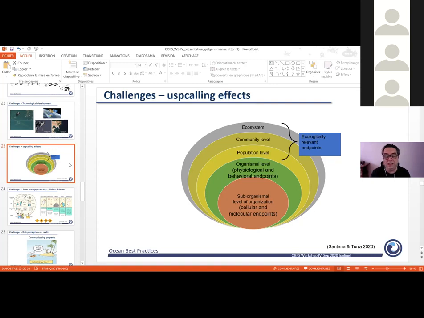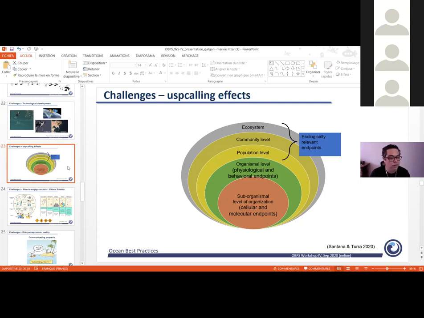This is extremely difficult, to identify the direct link between marine litter and changes in the ecosystem, but it's a very important thing to look at.